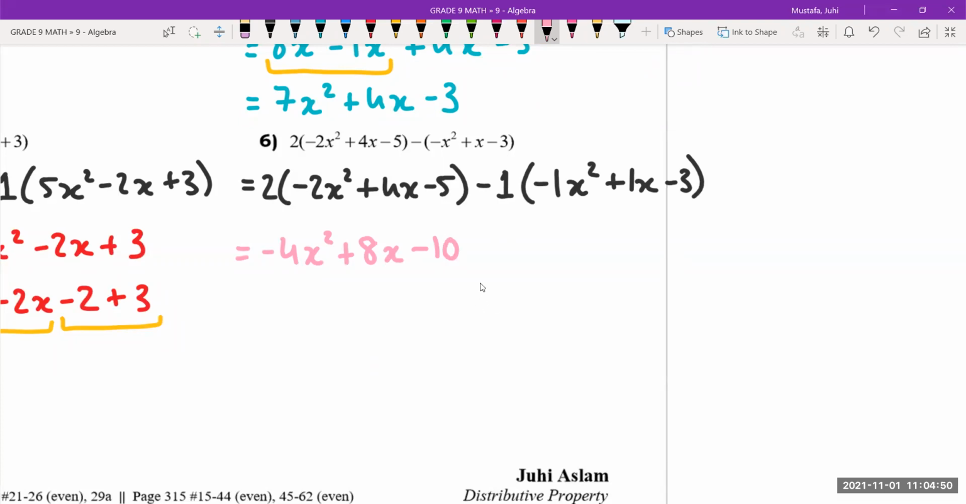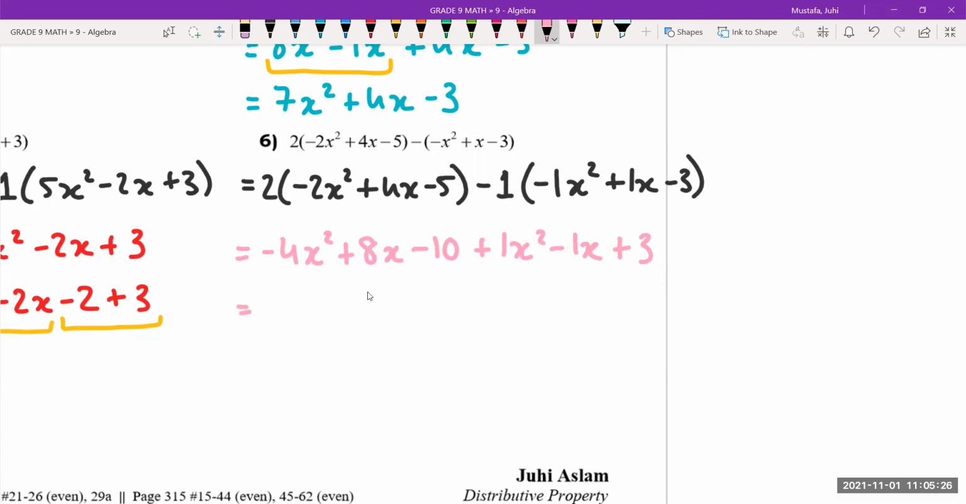Okay, now a new volunteer to do the second bracket, and I'll help you out with it. Javen, do you want to try this one? Negative 1 times negative 1 is positive 1x squared, good. Negative 1 times positive 1 is negative 1x, yeah. And then negative 1 times negative 3 is positive 3, good job. Anyone want to help me collect like terms?